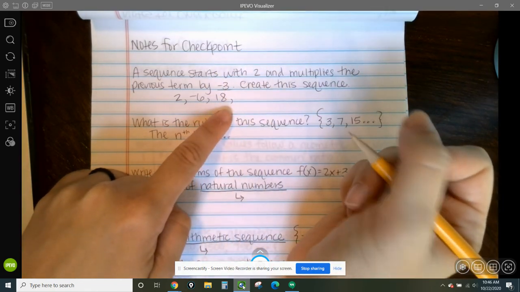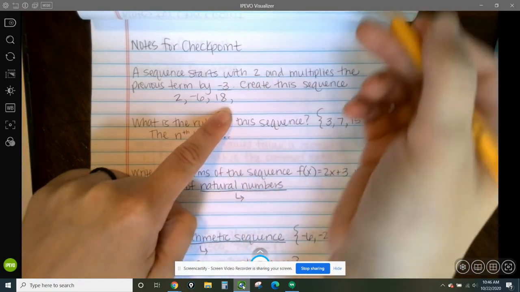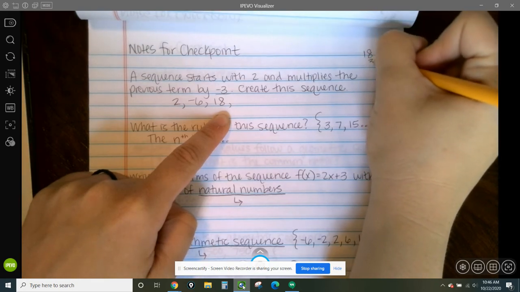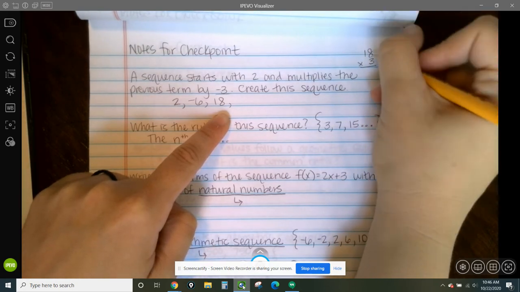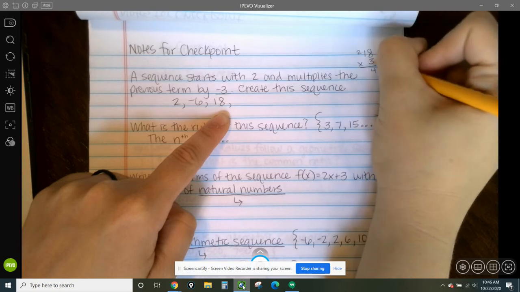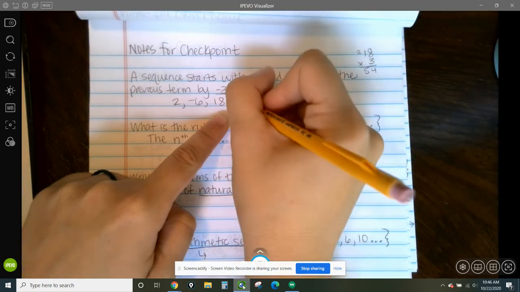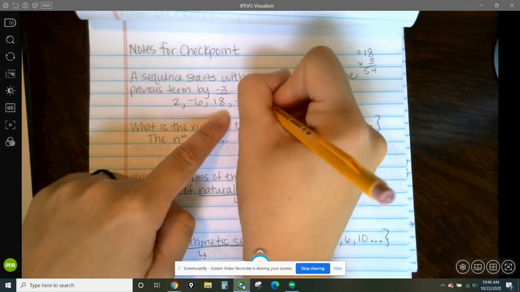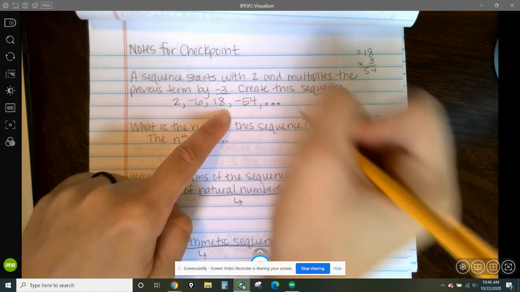And we just need to do a couple. So 18 times -3, I don't happen to know what 18 times 3 is, so I'm just going to jot that down up here. So 54. Since it's -3, it's going to be -54. And the sequence would go on and on.